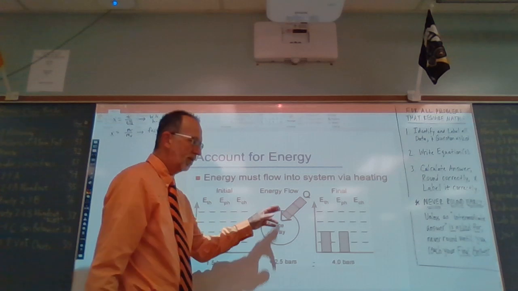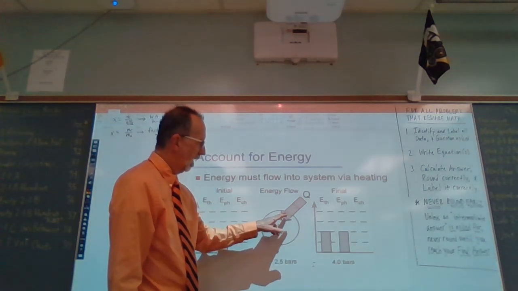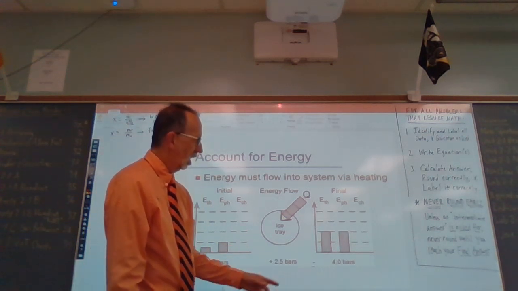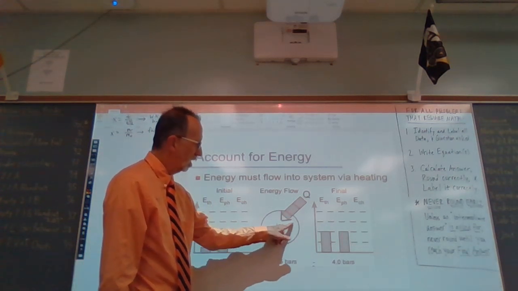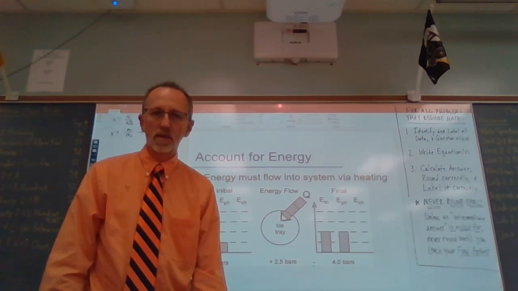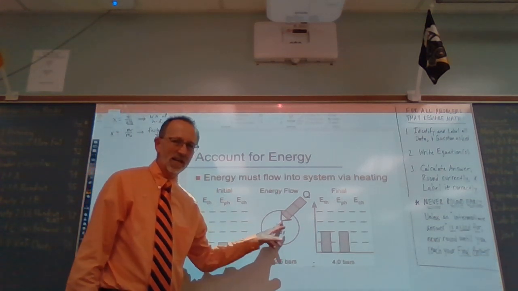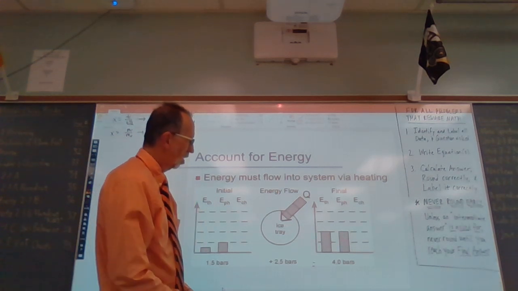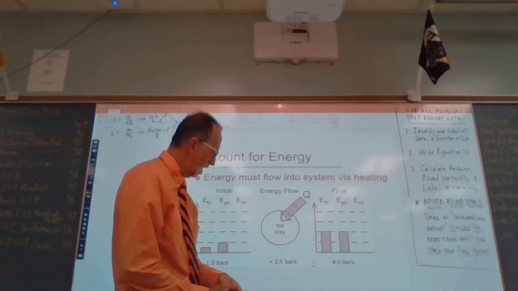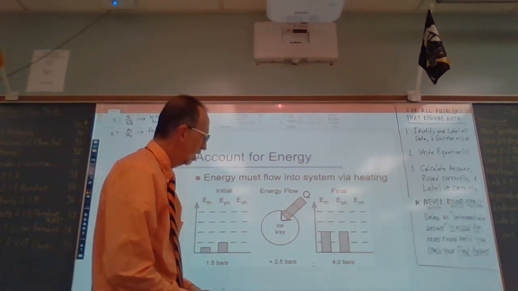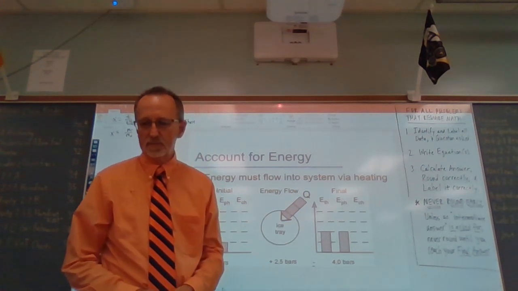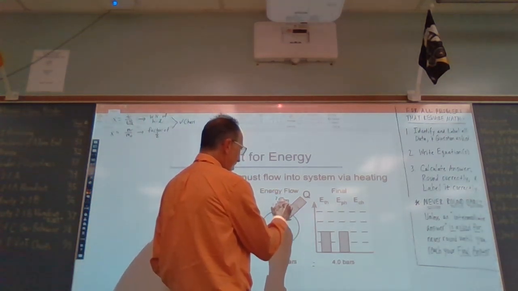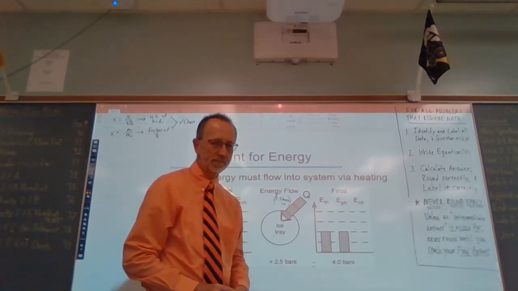So on our energy flow here, we're showing about 2.5 bars of energy coming into the system. Notice the arrow is pointed in towards the O, not out like it was before. And so Q, which again is a combination of all our types of energy, is coming in, 2.5 bars. So we got 2.5 bars in.